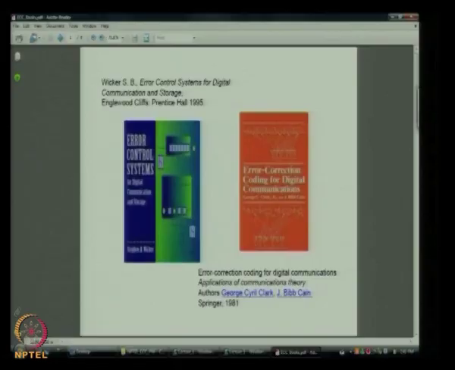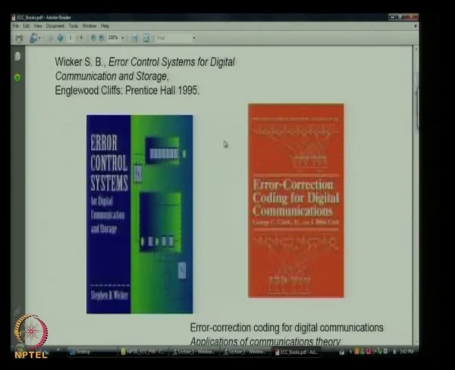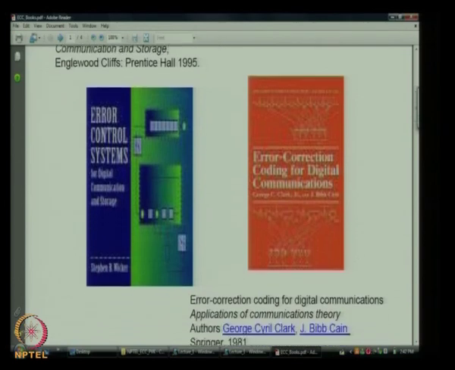So, here now these textbooks, I must say, are not in any particular order. So, it's a random order. There is one book, Stephen Wicker, Error Control Systems for Digital Communication and Storage. This is 1995, so not quite the latest textbook, but still not bad. So, this is one of the textbooks. It's a well written textbook. It's quite balanced, a little on the older side.